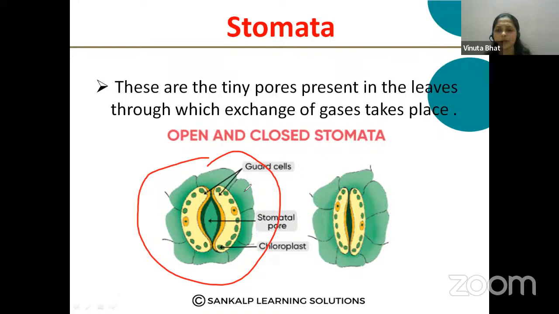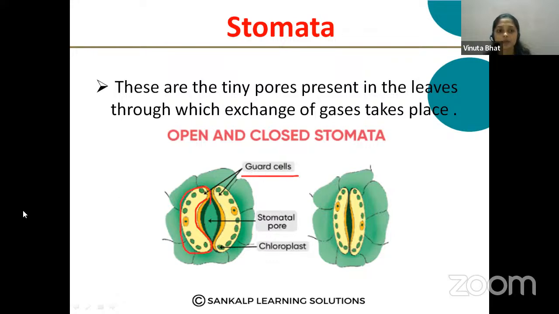Okay, so in the stomata, just observe this structure. These bean shaped structures are called guard cells. And this opening is called a stomatal pore. So this is nothing but a stomatal pore. And just observe here, this stomatal pore is closed, it is not opened. And observe the shape of these guard cells, how it is.